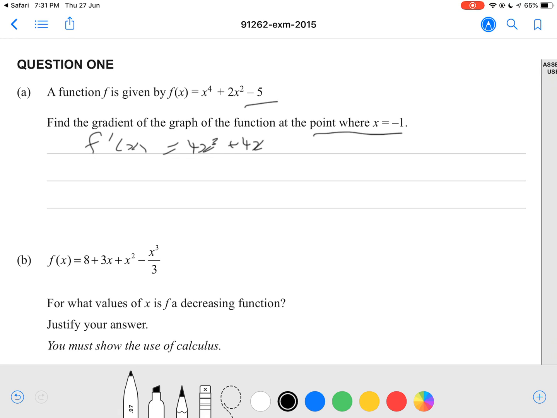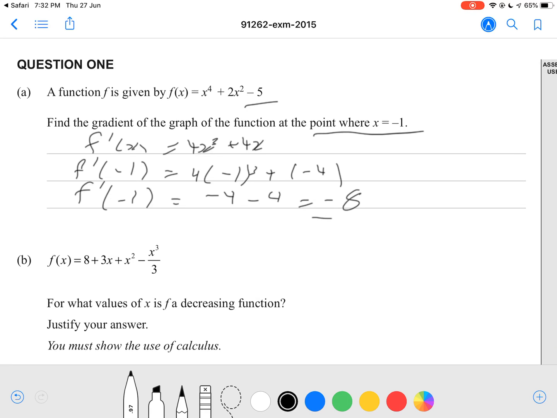Okay, so at the point where x equals negative 1, substitute x equals negative 1 to find our gradient. So f dash of negative 1 equals 4 times negative 1 cubed plus 4 times negative 1. Negative 1 cubed is negative 1, so negative 1 times 4 is negative 4. Negative 4 minus 4 equals negative 8. And negative 8 should be our correct answer for our gradient. So just say our final answer is gradient equals negative 8 here, and that'll get you your achieved grade.